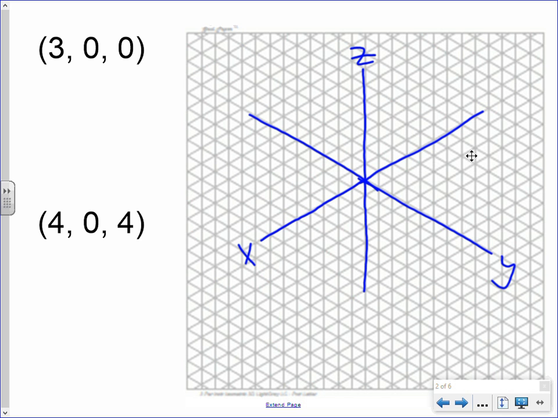Okay, all right, so let's plot 3, 0, 0. So on the x-axis, we're going to move in the positive direction 3. Y is 0 and z is 0. So we'll just plot our coordinate there.